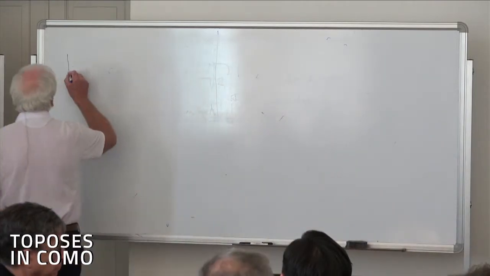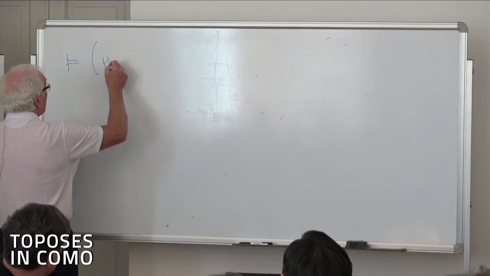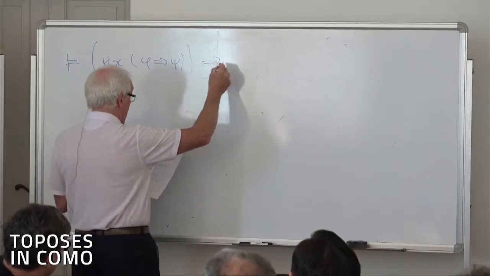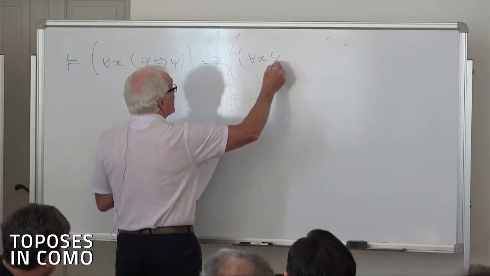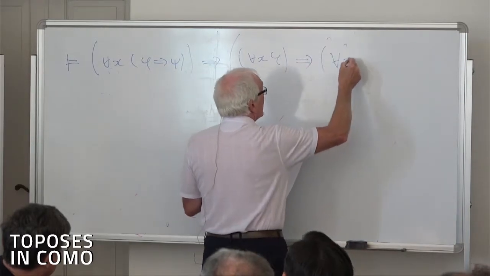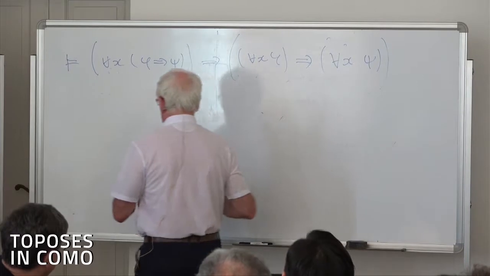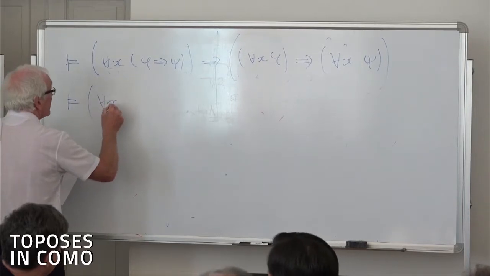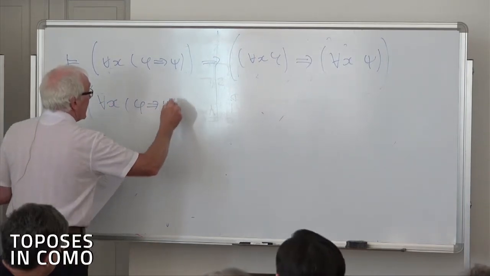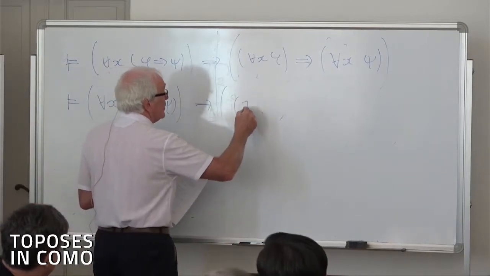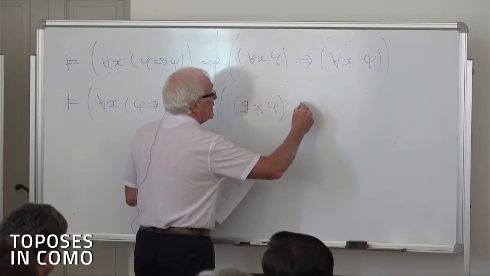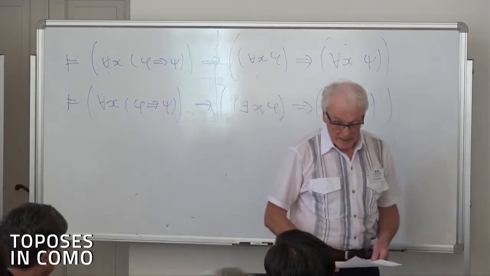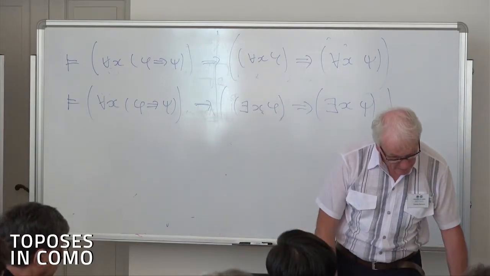For example, it is true that if for all x, phi implies psi, then for all x, phi implies that for all x, psi. It is also true, for example, that if for all x, phi implies psi, then if there exists an x such that phi, there exists an x such that psi, and things like that. So there are a lot of things which hold.